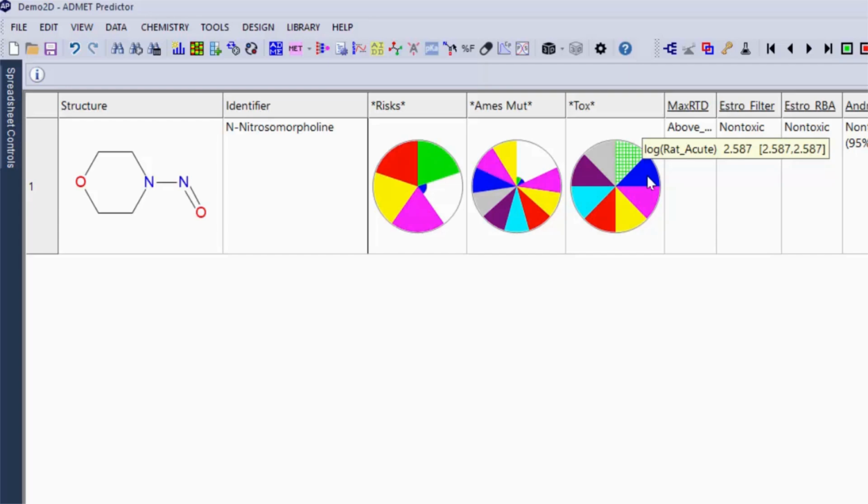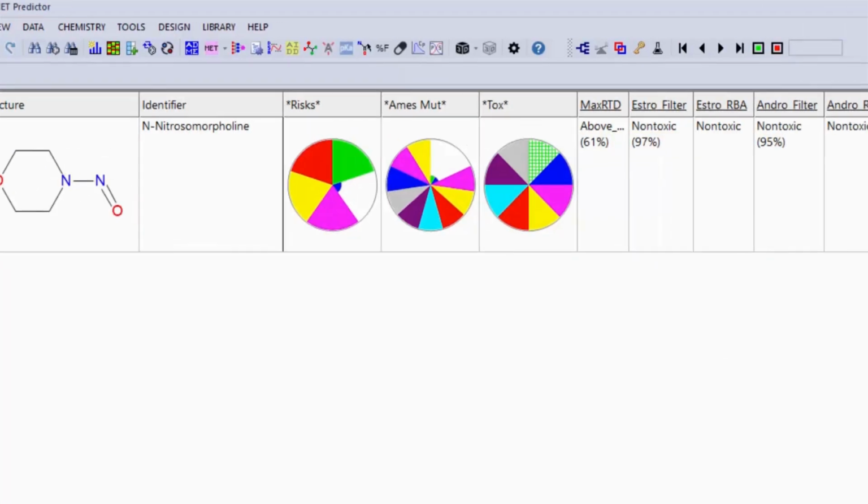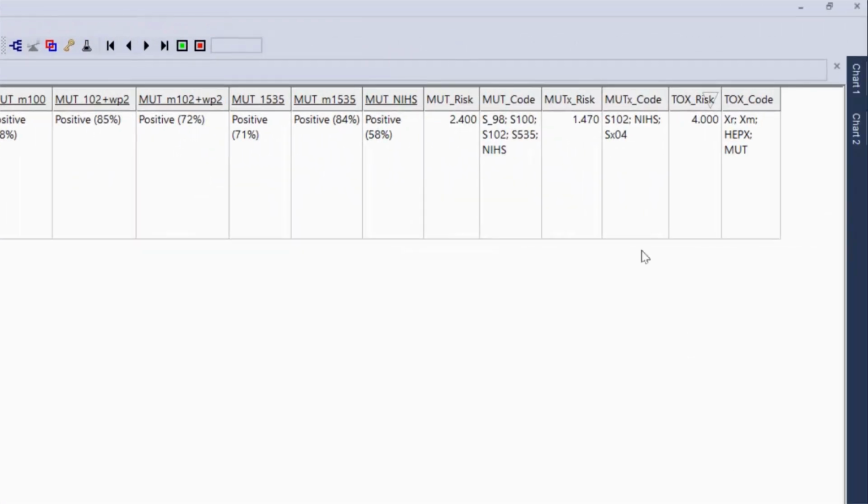You have the log of the rat acute toxicity data, the log of the TD50, mouse TD50, and then the 3 blood enzymes that could be elevated that are related to liver toxicity, and then finally the mute risk, which is 2.4. So let's start off at the mute risk first. If we scroll way to the right, you'll see the mute risk of 2.4.